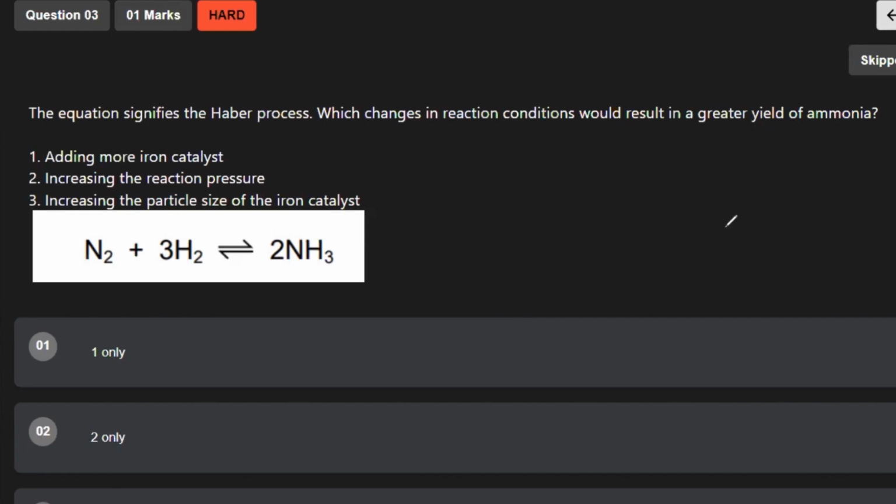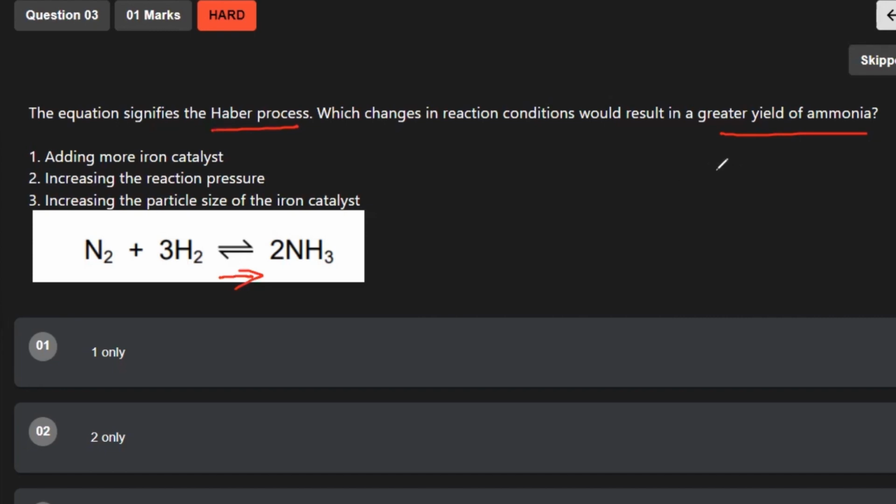The equation signifies the Haber process. Which changes in the reaction conditions would result in greater yield of ammonia? So we want changes that promote the forward reaction. Let's look at all three statements. Adding more iron catalyst. Now, what is the purpose of a catalyst? The catalyst will reduce the activation energy and increase the rate of reaction. However, does changing the amount of catalyst or changing the catalyst at all change the effect it has on the rate of reaction?